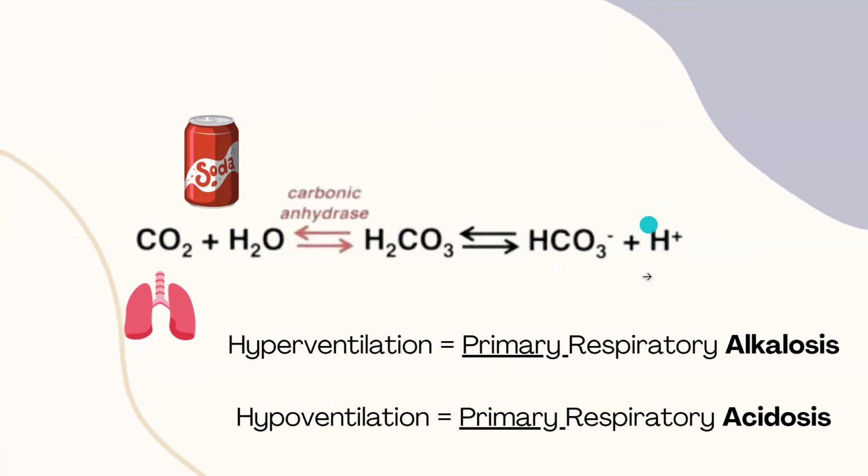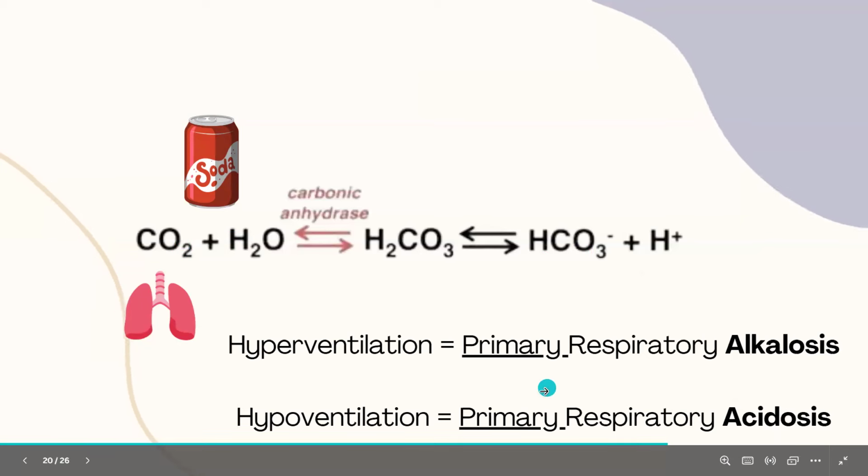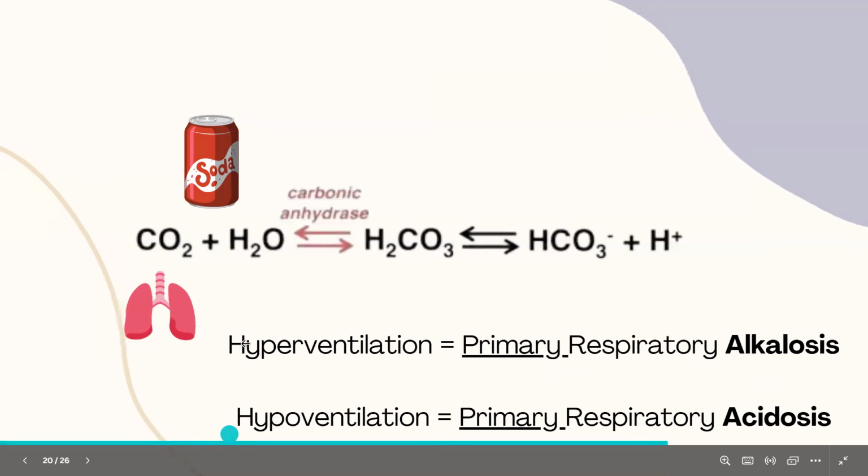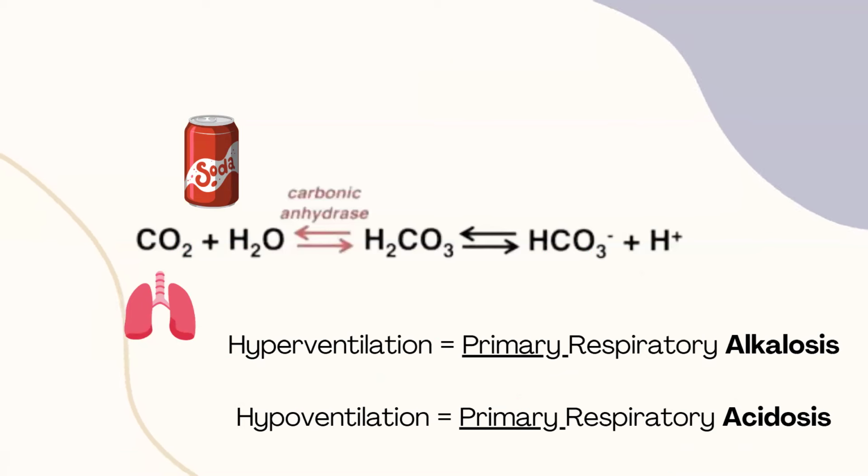Oh no, we have too many protons. Too many protons, that's low pH. That's acidosis. So that's primary respiratory acidosis. Primary meaning that the cause is actually from the lung mechanism, all right? And the secondary, the compensatory part, is going to be in the next lecture, all right?